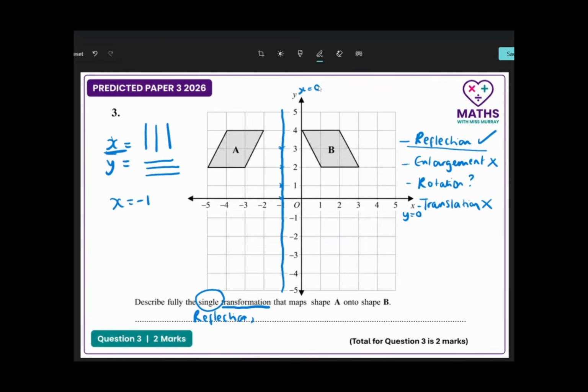So all I need to say here is reflection, and you can say in the line, or you can just put x equals -1. That is enough to show that you have the second mark for your line of reflection. So that is the only two things you need to write here. If you write anything else to do with any of these other transformations here, you're going to lose both of those marks because it says single. You can't muddle them up. So that is question 3, for 2 marks.